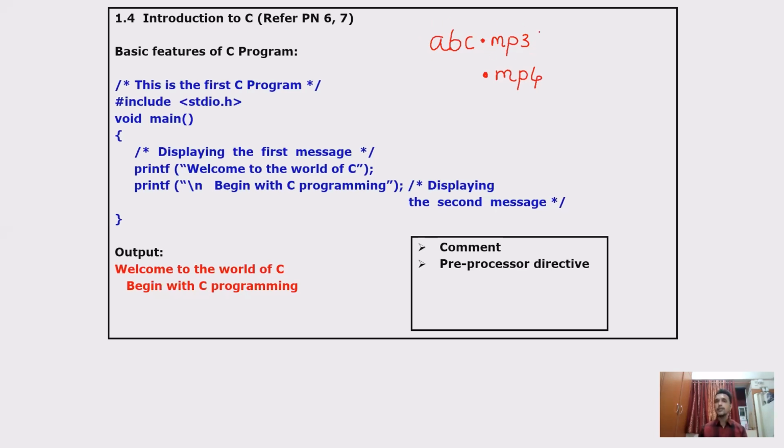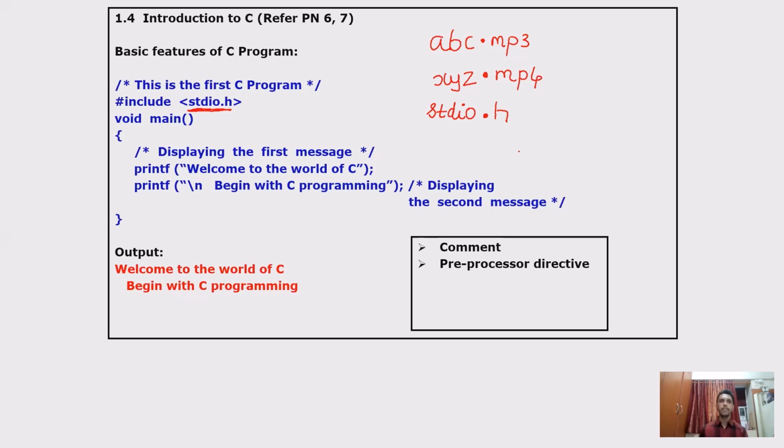So this mp3 basically decides what kind of content is inside the file. Similarly, if it is a video, most probably its extension will be mp4, and the name can be anything, xyz, abc, anything. Now why I'm telling you this? Because stdio.h is actually the name of a file, and this file is called a header file. So over here the first name is stdio and the extension is h, separated by a dot.